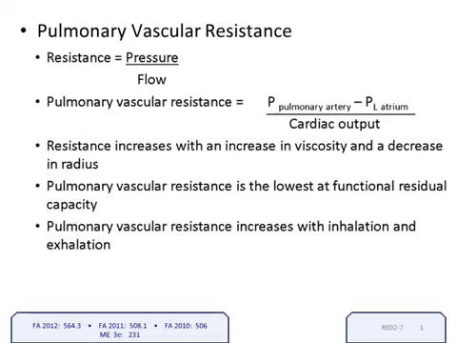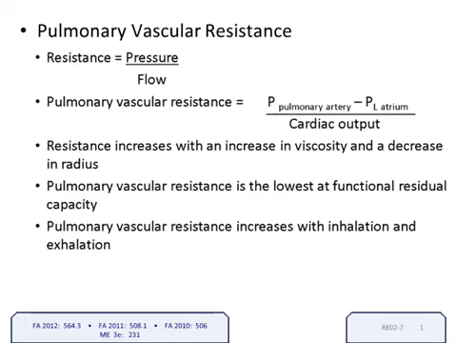So that's how you calculate pulmonary vascular resistance, and the pulmonary vascular resistance is going to be also dependent on a couple properties that are intrinsic to those vessels of the lung. One of them is going to be the viscosity of the blood. So again, just like we talked about with systemic vascular resistance, if the blood is very viscous or very thick, that's going to cause an increase in the resistance to blood flow through the vessels.